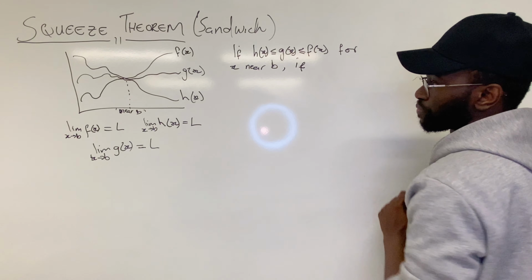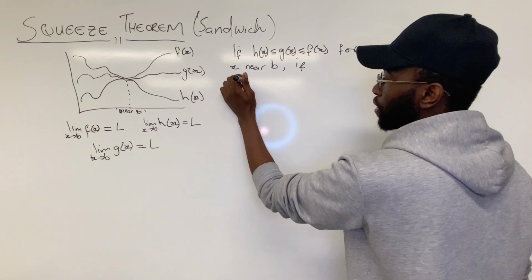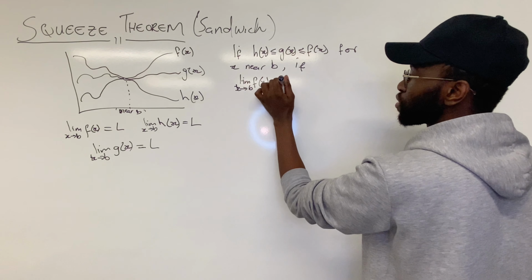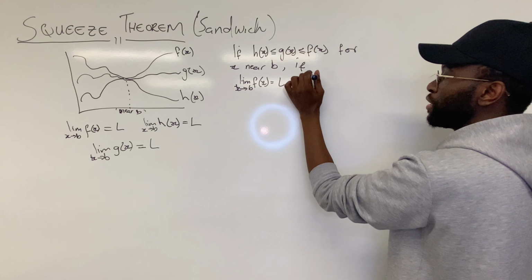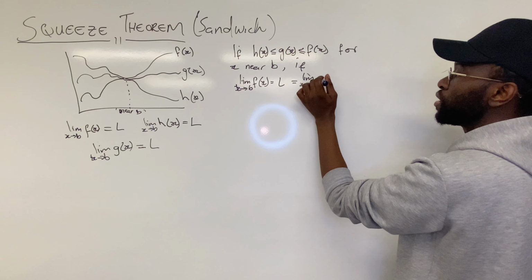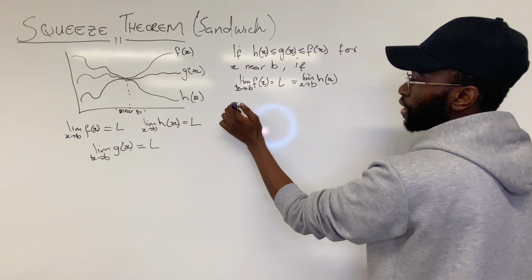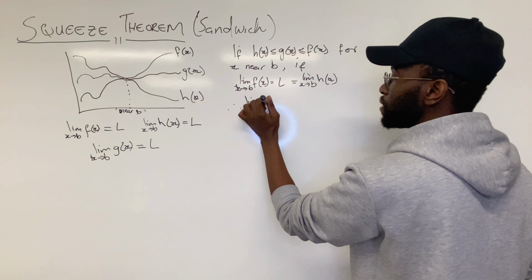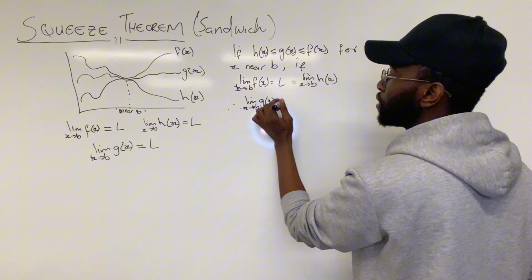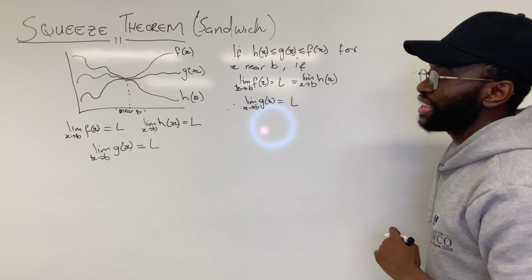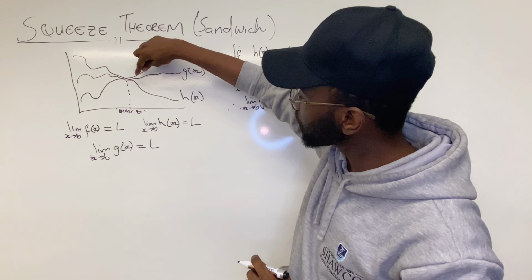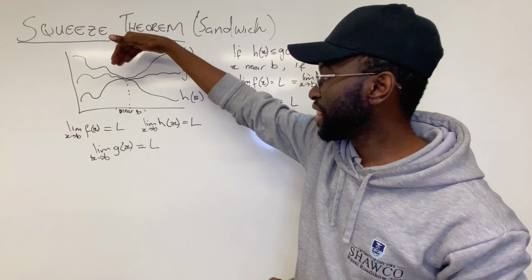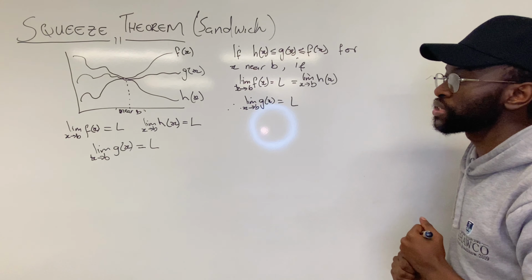And also if the limit as x approaches b of f at x is equal to L, which is also equal to the limit as x approaches b of h at x, it therefore forces the limit of g at x as x approaches b to be equal to that L also. They both squeeze this function so that it is equal to their limit, and therefore that's why we call it a sandwich theorem.